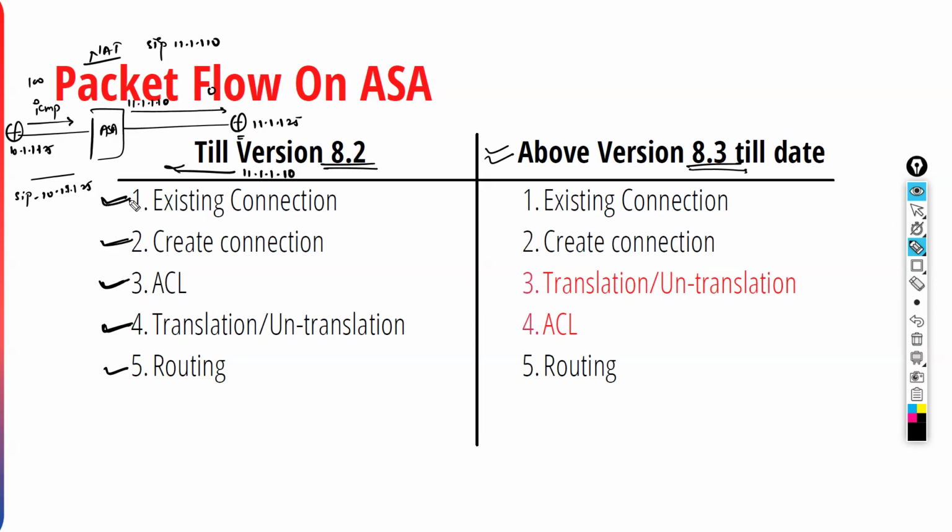ASA will check, is there any existing connection in the connection table? If there is, then it will forward. If there is not, then it will create the connection. After that it will check the ACL, to see whether you have created any ACL.